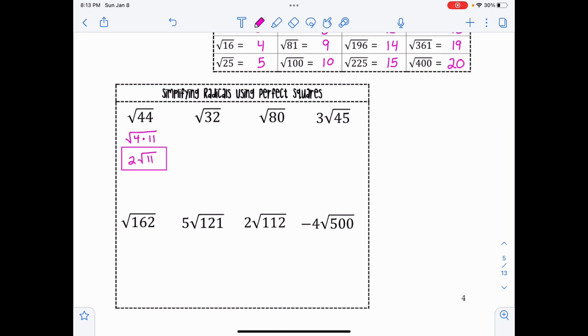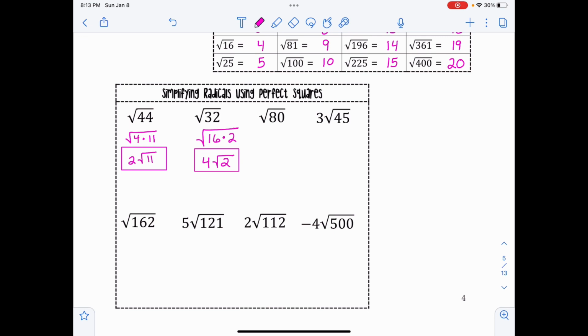32 has a few more factors, so it might take some thought, some planning, and some trial and error. But I know that 16 times 2 is equal to 32, and 16 is a perfect square, and the square root of 16 is 4, and then there's my answer, because there's nothing more that I can do with that square root of 2.